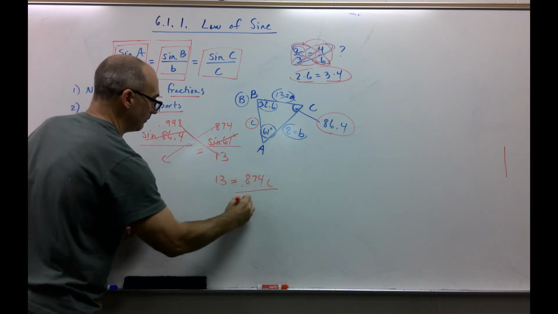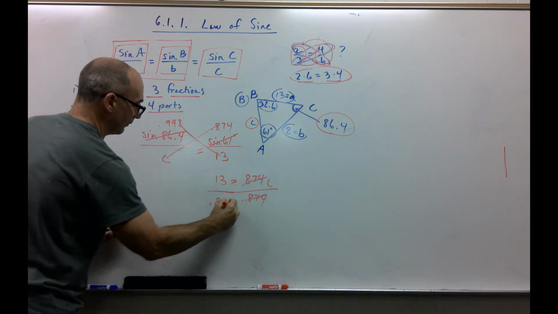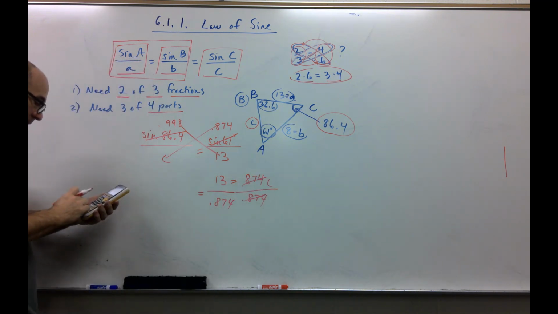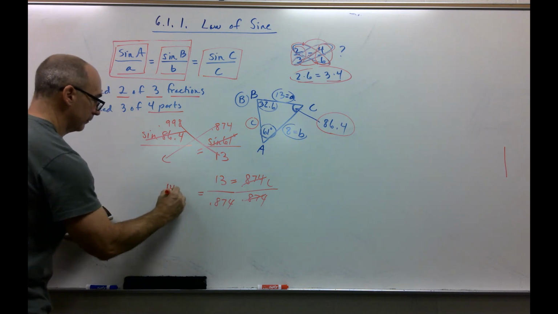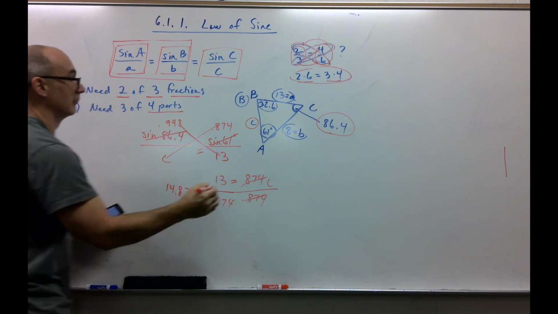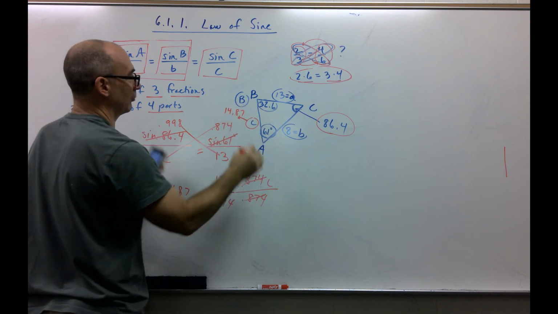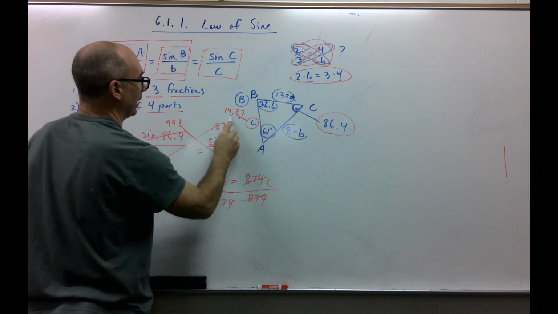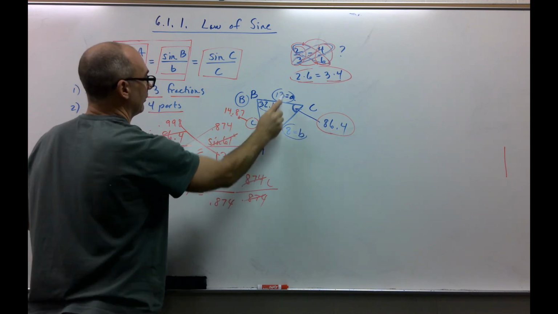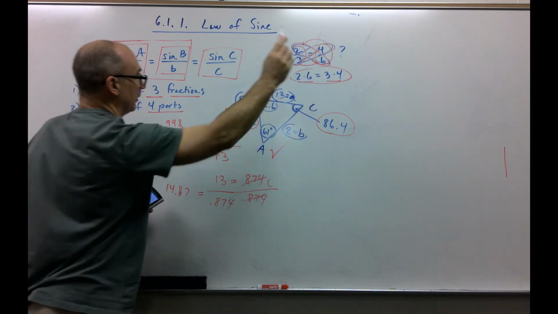0.874C. Divide by 0.874. 13 divided by 0.874 is 14.87. That's an 8. So this right here, 14.87. Let's do our little check. Biggest angle, biggest side. Second place, second place. Smallest, smallest. So we're like, seems like a winner.